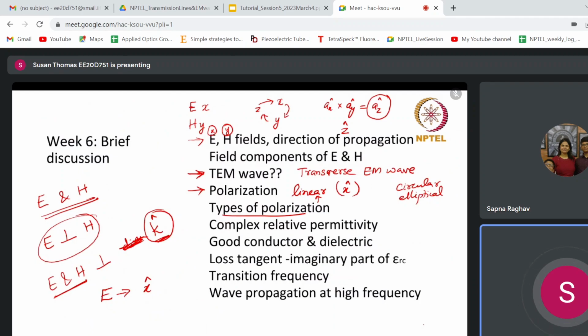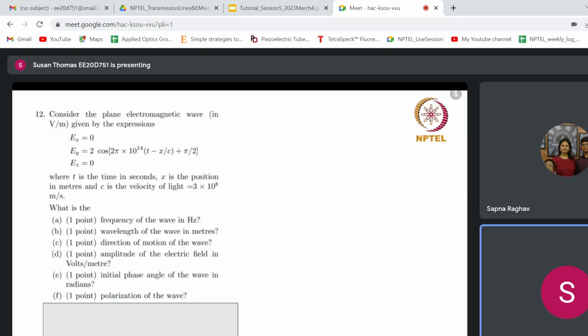So now we will move to some questions so that this concept of electromagnetic waves is clear. So let's see this question. First question is, consider the plane electromagnetic wave given by the expressions. So Ex is given, Ey is given, Ez is given. See, electric field has three components, Ex, Ey, Ez, whereas Ex and Ez go to 0. So we have electric field only in the y direction.